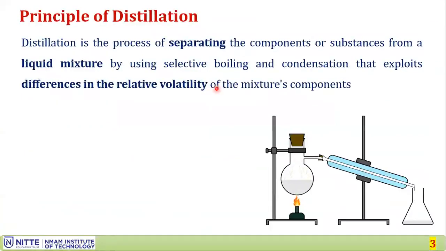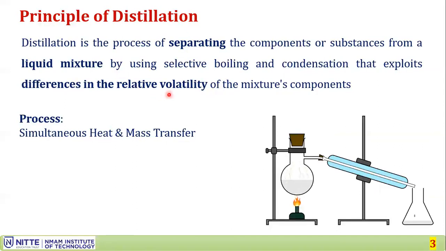Now, distillation, by principle, is a separation process. When you do the separation, there are certain components inside the feed, inside a mixture, that you want to separate out. The separation is completely based on the differences in the relative volatility of the components. A component may be highly volatile, another component may be relatively low volatile. The highly volatile component is separated by heating it, so it is going to be a simultaneous heat as well as mass, that is, a heat and mass transfer operation.